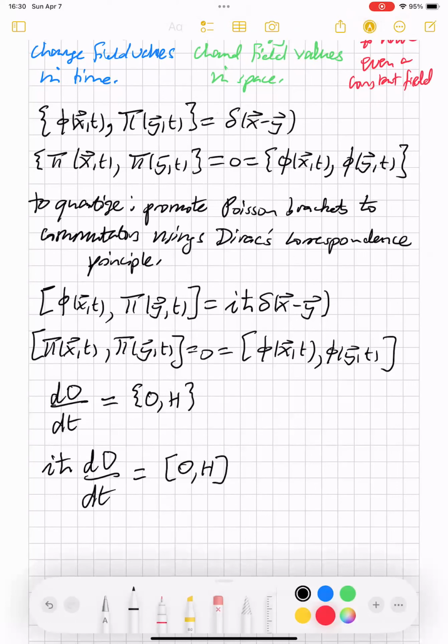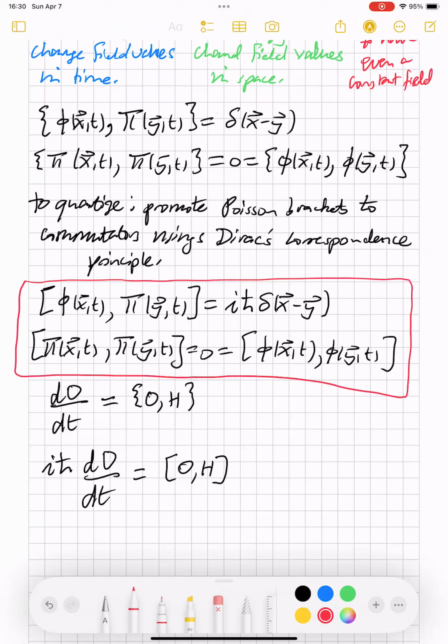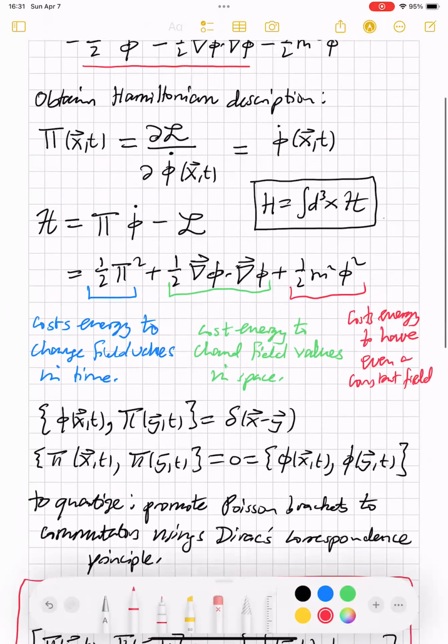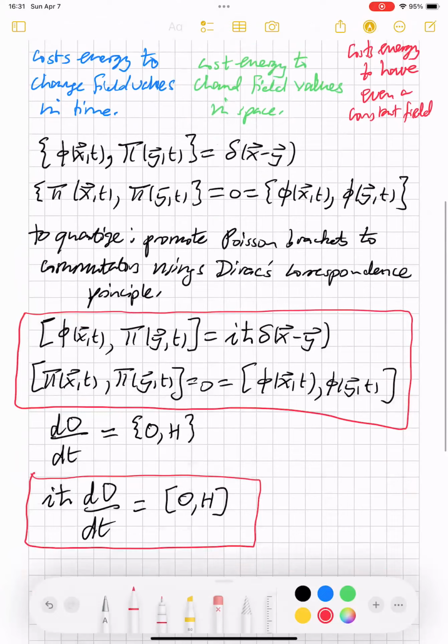So here are the important equations. These define the operators. And then the equations of motion of the theory are given by the Heisenberg equations of motion, and the Hamiltonian is given as an integral of the Hamiltonian density. Good. Okay, so that's how we quantize.